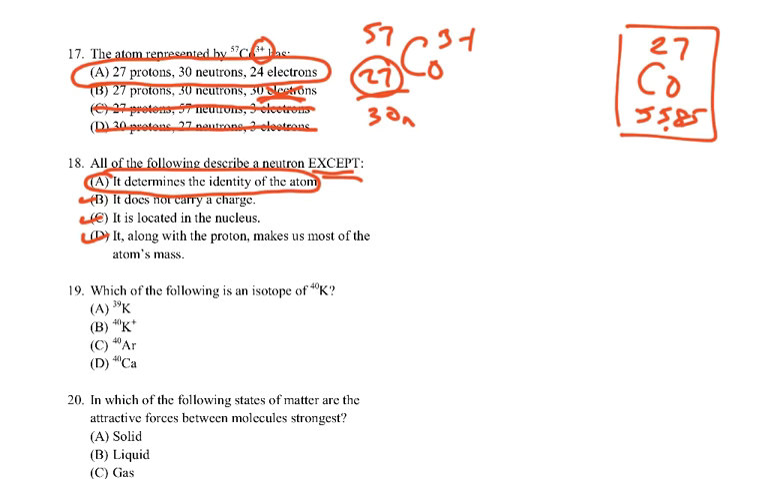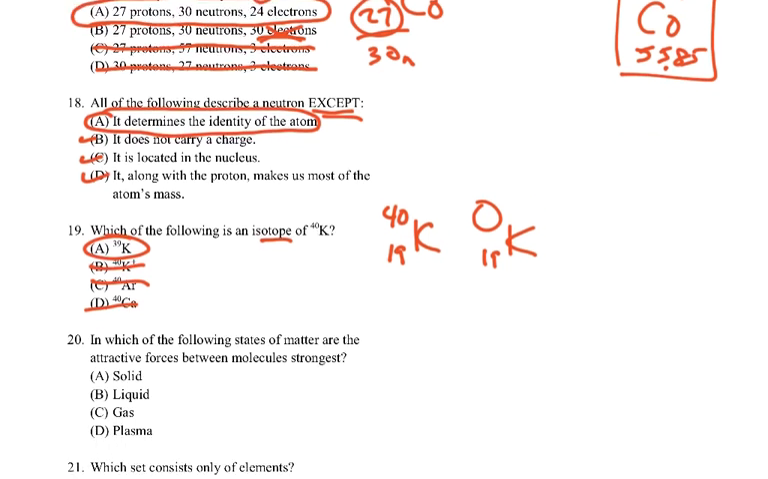Which of the following is an isotope of potassium 40? Well, potassium that weighs 40. If I look up my potassium, it has 19 on the bottom. I need somebody else who is also potassium, but not 40. So potassium 40, that guy is not good, and it has to be the same element. So it's potassium 39 that is the answer. Two things that are the same element with different masses are isotopes.